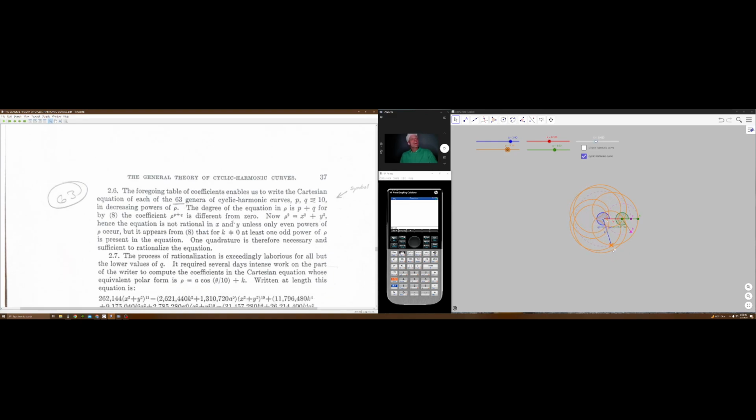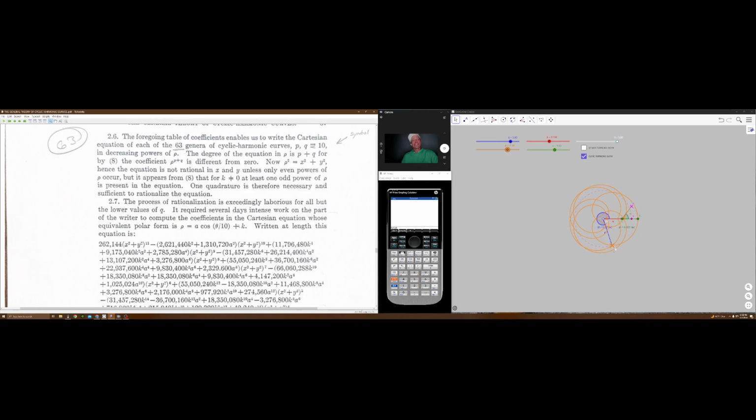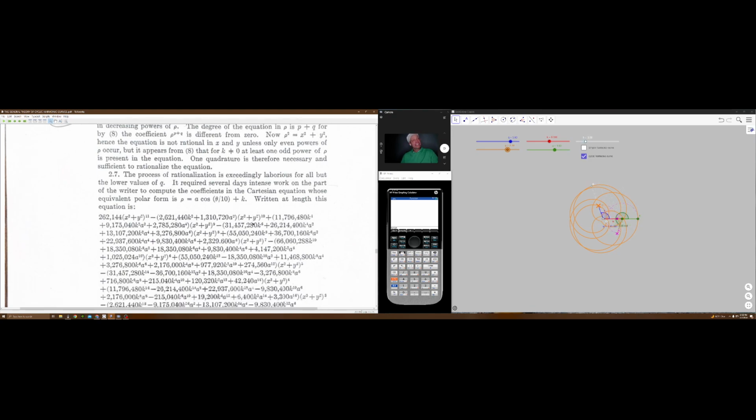Is decreasing powers of rho. The degree of the equation in rho is P plus Q. The coefficients could be rho to the P plus Q. And here it is. 2.7. The process of rationalization is exceedingly laborious for all but the lower values of Q. It required several days of intense work on the part of the writer to compute the coefficients in the Cartesian equation, whose equivalent polar form is rho equals alpha cosine 10 divides theta plus a k, written at length, is given here.